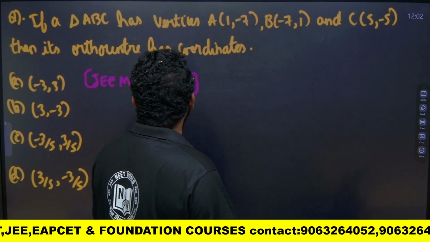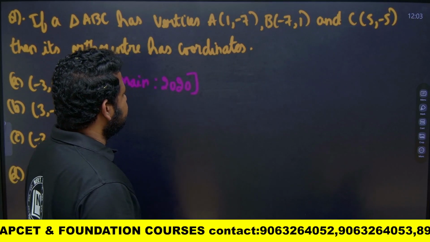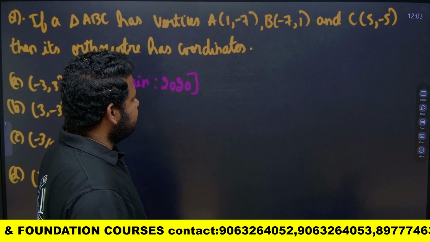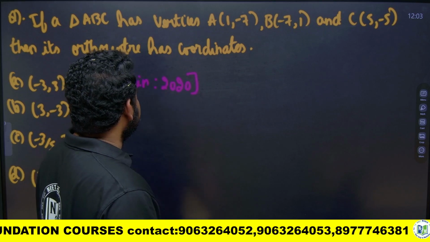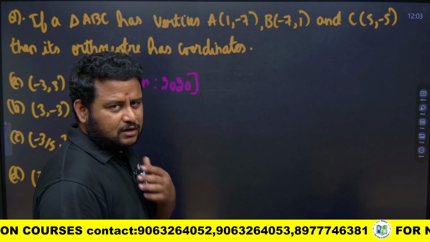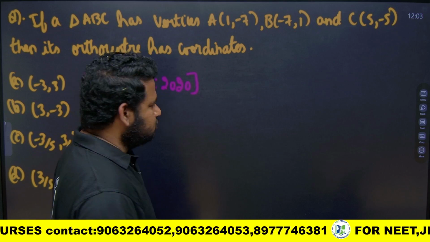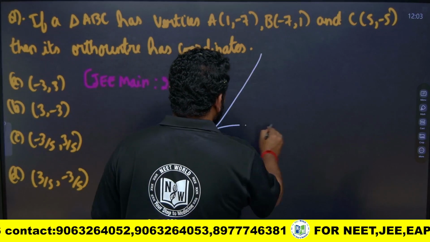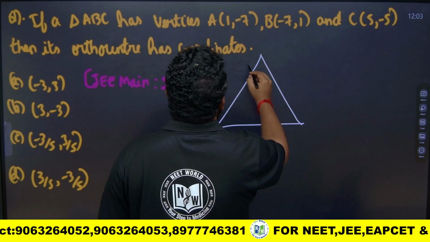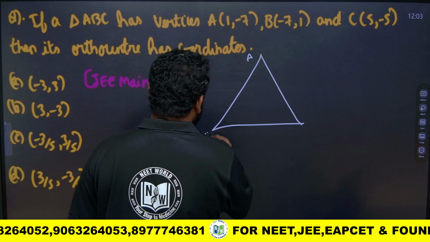In a triangle ABC with vertices A(1, minus 7), B(minus 7, 1), and C(5, minus 5), they are asking for its orthocenter coordinates. There is no direct formula for the orthocenter. So what we can do here is, since they have given the triangle, let me draw it: A, B, and C.